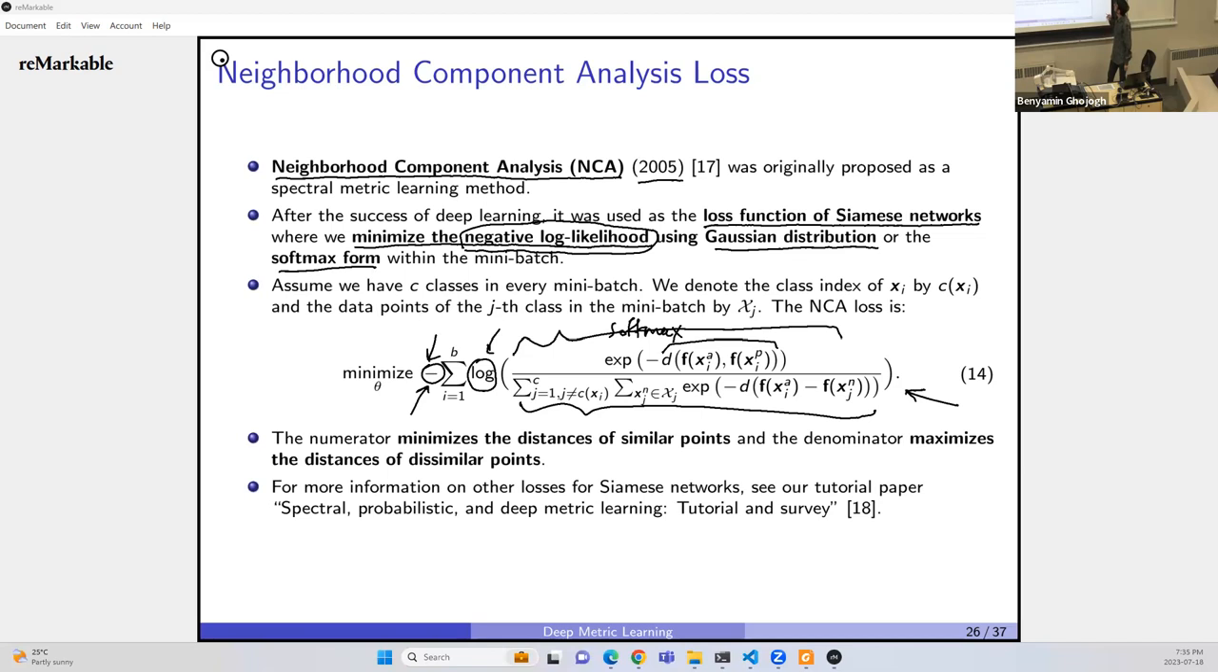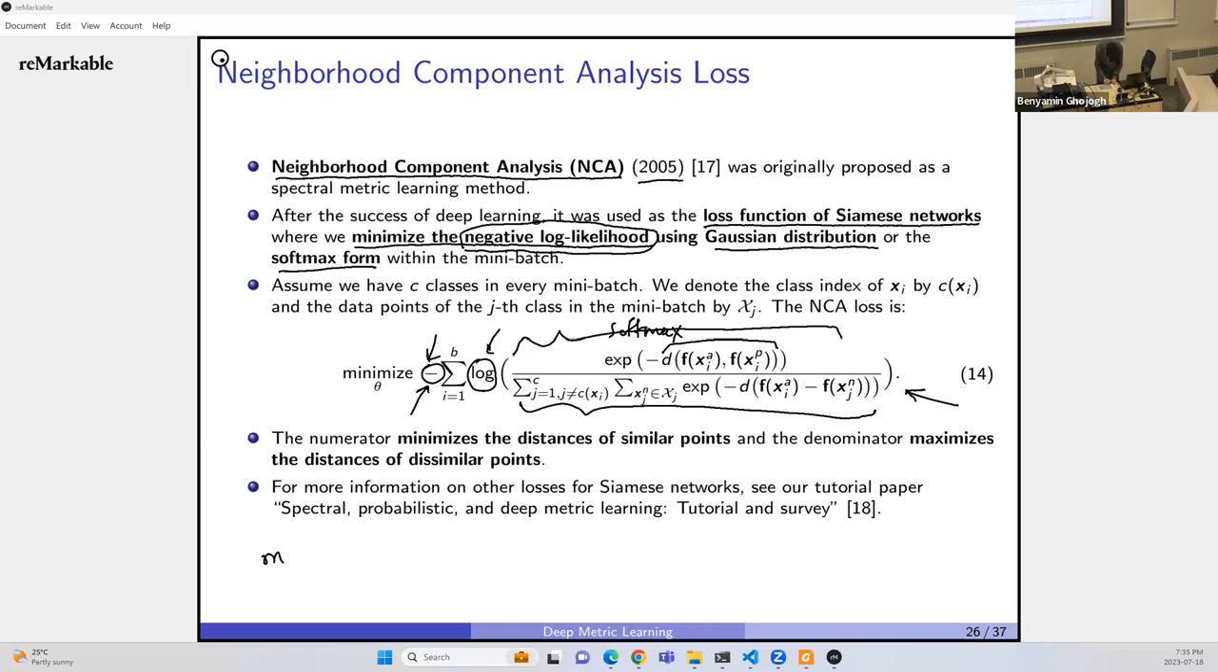Let me think. Did I make any mistake? Yeah. Exactly, I'm on the right track. So minimize minus log means maximize log, right? And maximize log of something, it means maximize that thing, because logarithm is a monotonic function, right? Therefore, I'm maximizing this softmax form. When I say maximize a softmax form, it means maximize the numerator. Maximize e to the minus distance of this. Maximize e to the minus distance means maximize minus distance, which means minimize distance, right?